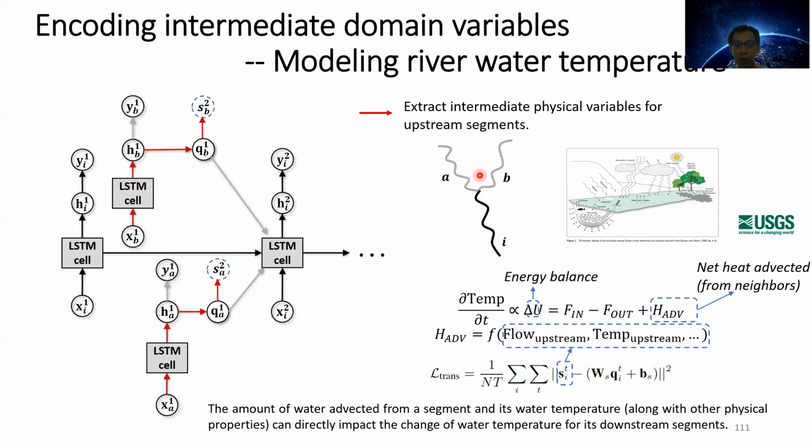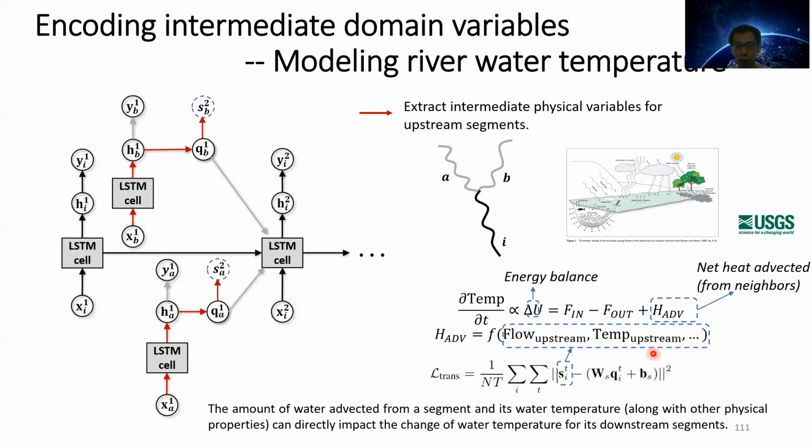And actually, it's very intuitive, because we can imagine that when the water merges from A and B to the downstream segment I, the streamflow, like the velocity of these rivers, and also its water temperature, can directly impact the water temperature change for the downstream segment I. So that's why we have to estimate these intermediate physical variables.